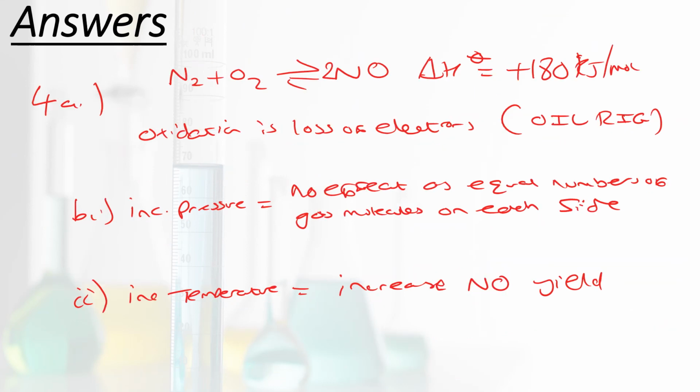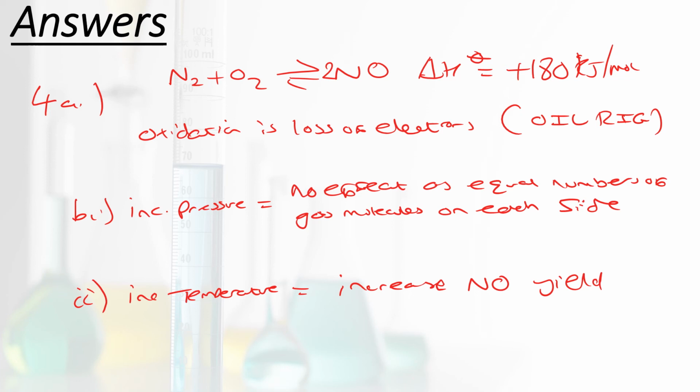And then the other set of questions in the green box, we have this formation of nitrogen monoxide from nitrogen and oxygen. In terms of electrons, give the meaning of the term oxidation. So if you're not happy with redox, oxidation and reduction reactions, go and look at my videos on redox chemistry. But the key thing we need to remember here is the mnemonic OIL RIG. Oxidation is loss of electrons, reduction is gain. And so we say that oxidation is a loss of electrons.